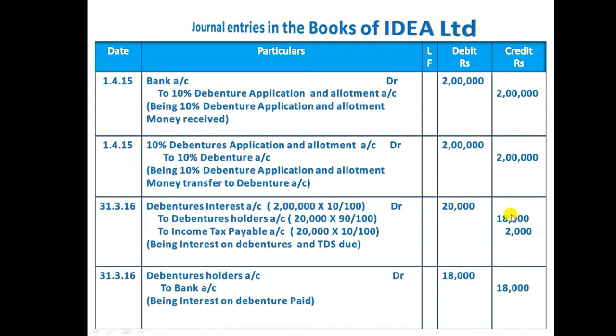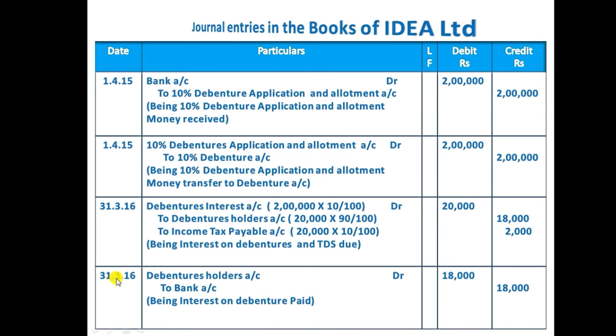The balance amount the company should pay as tax. So to income tax payable account, 20,000 into 10%, it is 2,000. This is actually due. So, being interest on debenture and TDS due. After the due, the company will pay the interest and the company will pay the tax.